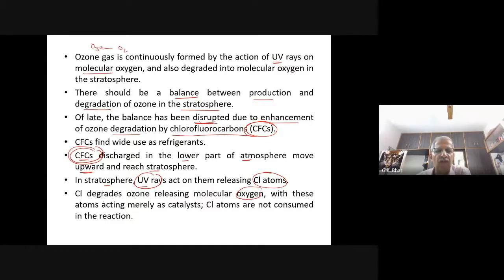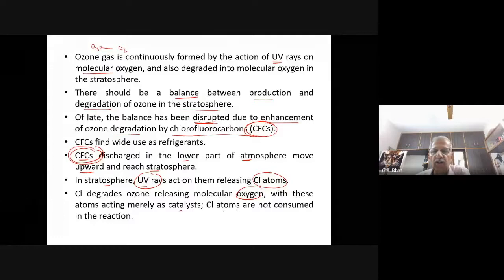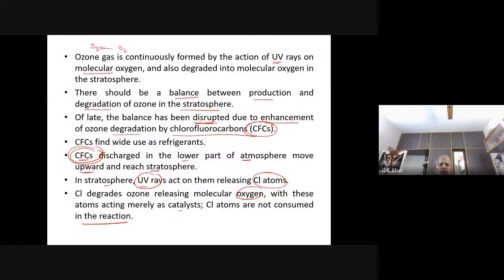These atoms act merely as catalysts; chlorine atoms are not consumed in the reaction. So what is most important here is that the chlorofluorocarbons are acted upon by UV rays and make chlorine atoms get released. This chlorine degrades ozone. So we have to see that ozone thickness is maintained. That is most important. Formation, production, and degradation should be in a balanced condition.